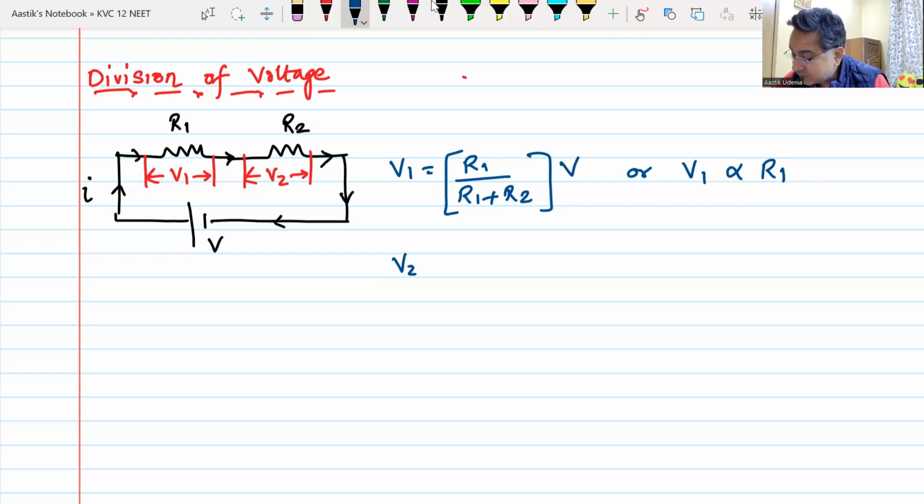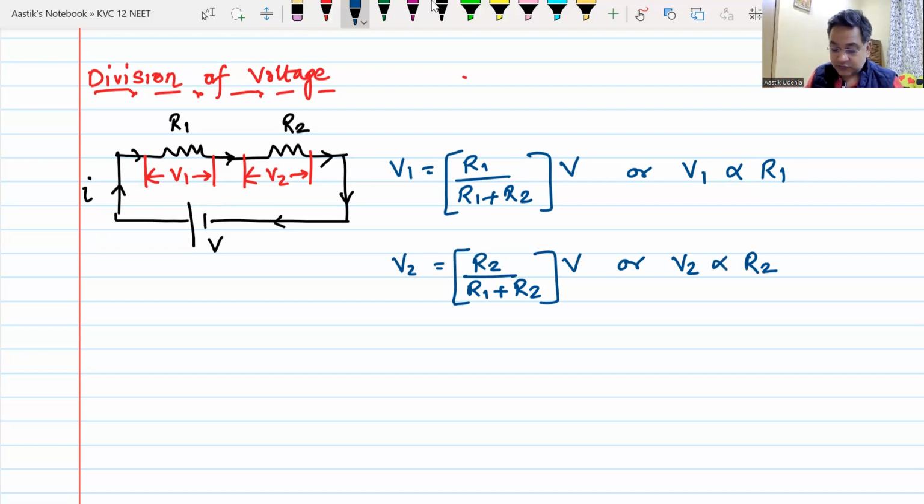Similarly, you can write what will be the value of V2 on similar lines. R2 by R1 plus R2, entire thing multiplied by V, or you can simply write V2 will be proportional to R2. Do we understand this? I will give you 2 minutes to note this down and remember it.